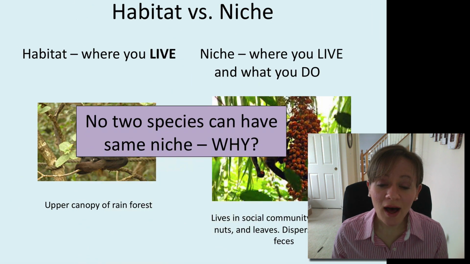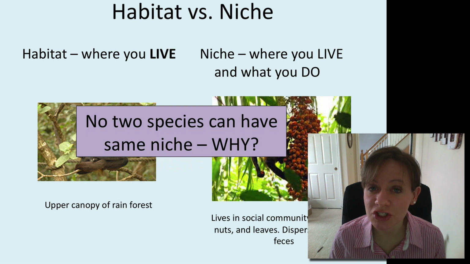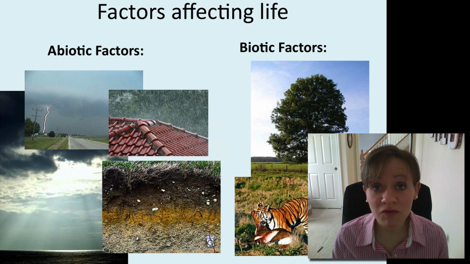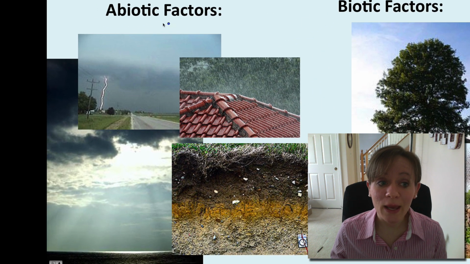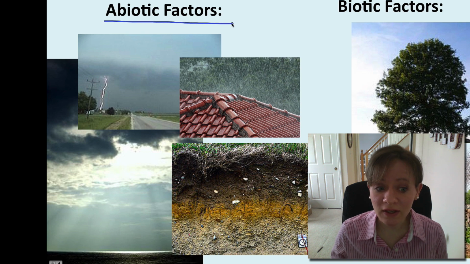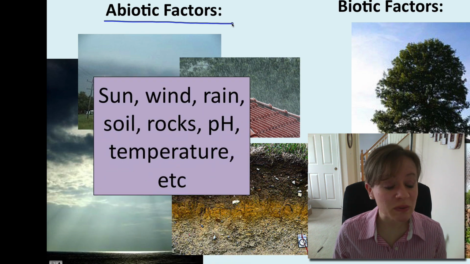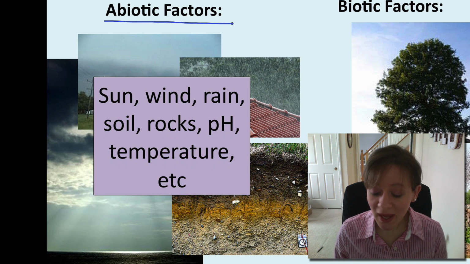Okay, now I want you to think about this question and write the answer down in your notes. No two species can have the same niche. Why is that? All right, all sorts of factors affect all of these levels of the biosphere, and there are two broad types of factors. Abiotic, which remember means non-living, so this is sun, wind, rain, soil, rocks, pH, temperature, all sorts of non-living factors will affect life.